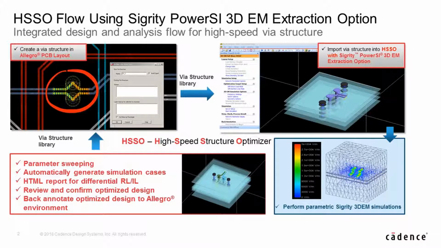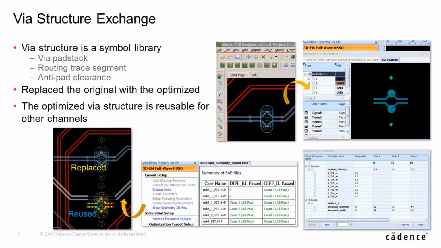Based on that analysis, you can modify the via structure as needed, and all of the objects in the via structure can be set up for a parameter sweep. The tool automatically generates then simulates cases based on parameter combinations. The tool also generates a helpful HTML report that summarizes cases that have passed and failed differential, insertion, and return loss criteria. You can back annotate your optimized designs for 3D EM HSSO to the Allegro PCB environment and easily refresh or replace the original via. Optimized via structures can even be reused for other channels.